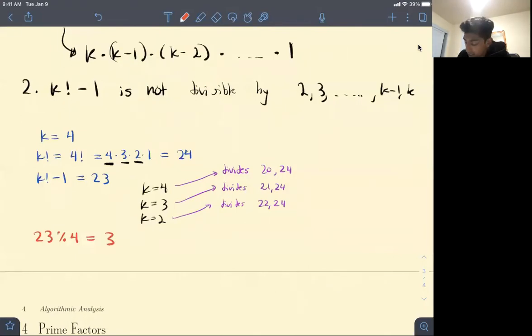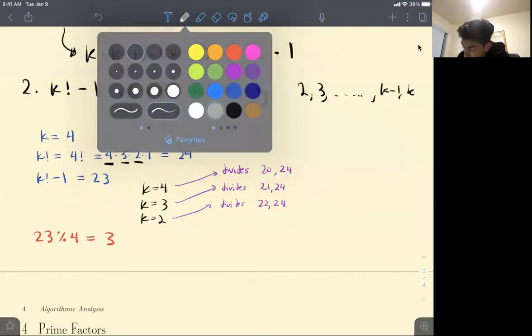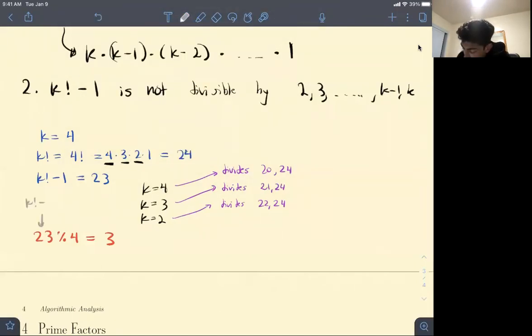So what I'm doing here is I'm just looking at this example, and I'm saying, hey, what's the remainder when k factorial minus 1 is divided by k? Just to give you guys some context, this is k factorial minus 1, and this is k. So if 23 is divided by 4, the remainder is 3. If 23 is divided by 3, the remainder is 2. If 23 is divided by 2, the remainder is 1.